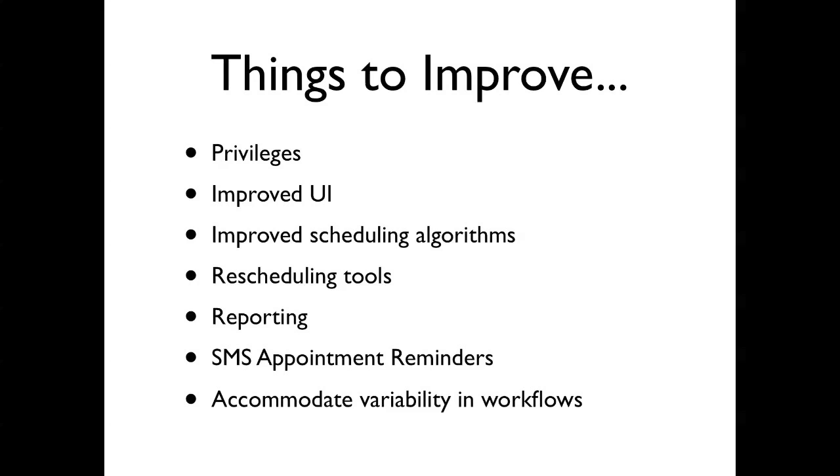The first is privileges and the ability to say this user can do this operation, but that user is not able to do that operation. Also improving the UI, specifically as it relates to displaying the scheduling information for providers. We also are interested in applying some AI to improve the scheduling algorithms and maybe use time a little bit more efficiently based on the complexity of patients and the historical efficiency of various different providers.